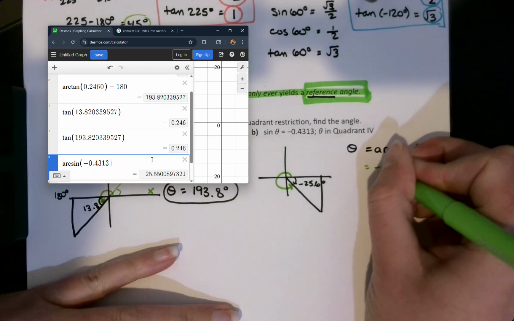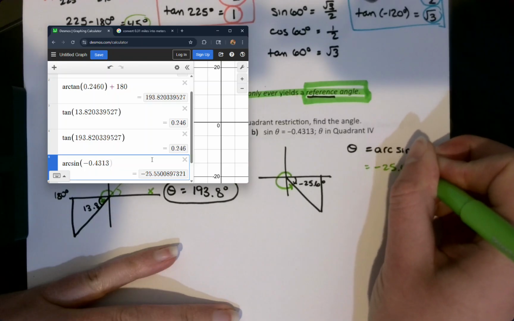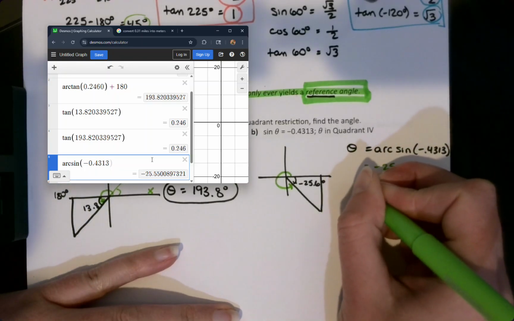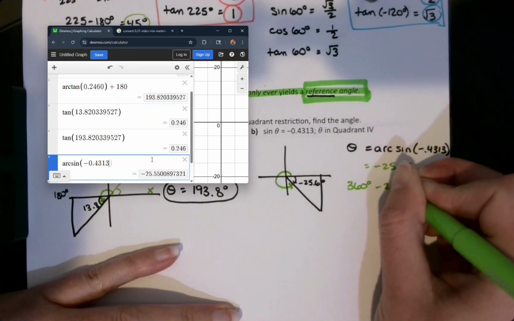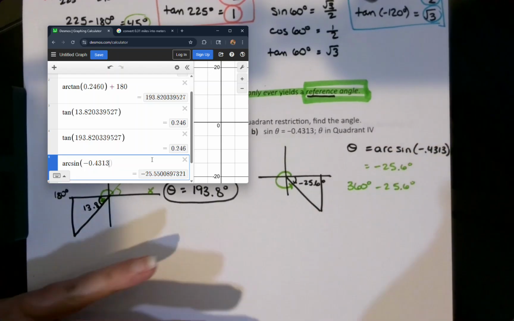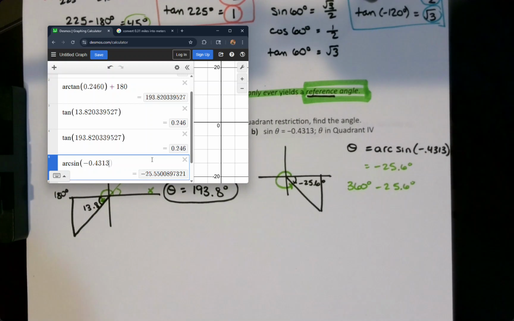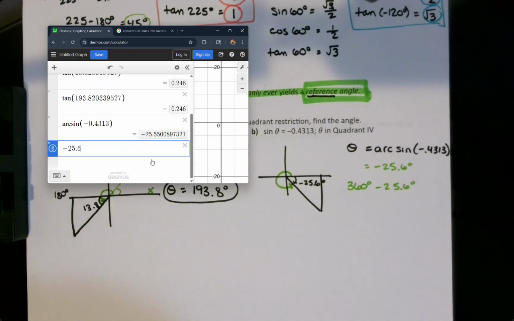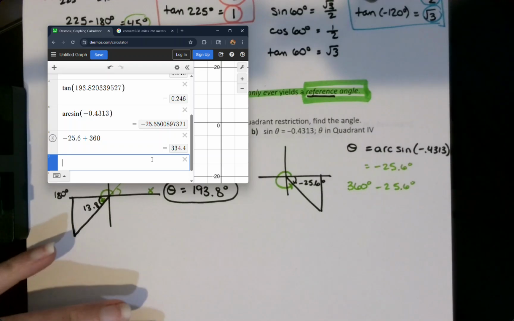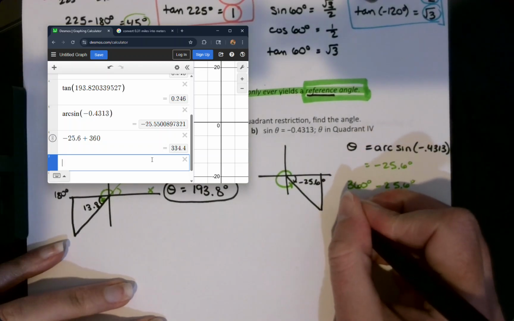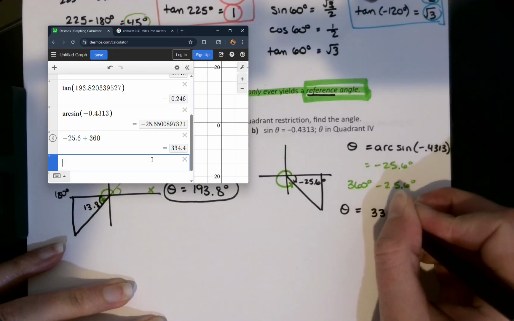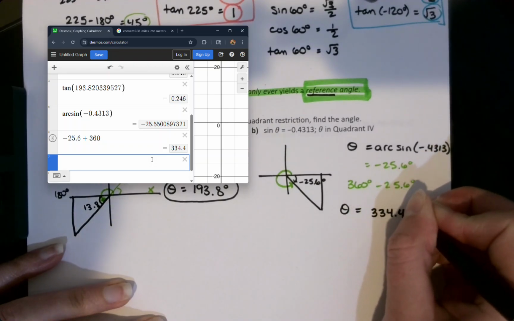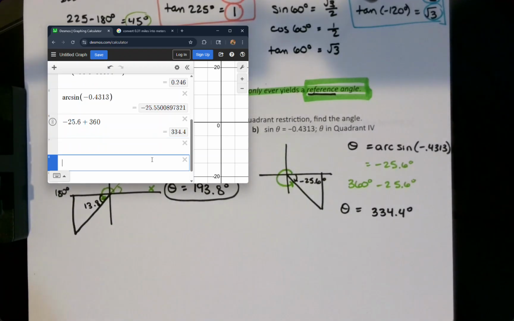So this came out as negative 25.6. For our angle, we're going to take 360 degrees minus the 25.6, or negative 25.6 plus 360. So our angle theta in quadrant 4 has a measure of 334.4 degrees. Can check it.